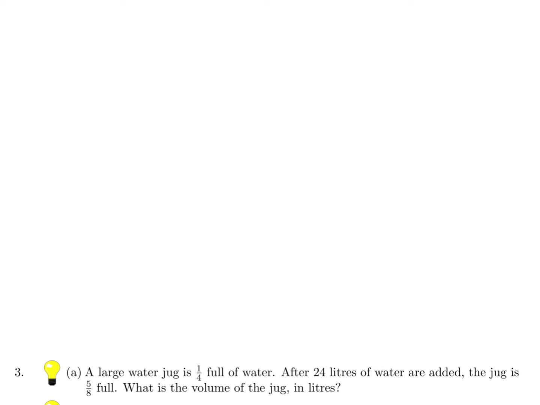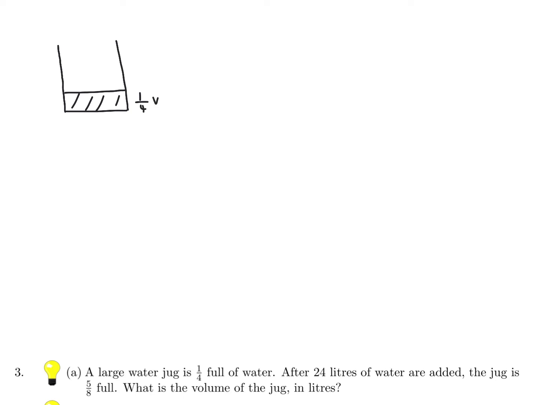A large water jug is a quarter full. After 24 liters of water is added, the jug is 5/8 full. What is the volume? All right, so initially we had the situation where a quarter of it was full, approximately here. So that is a quarter of the total volume, which I will call V.